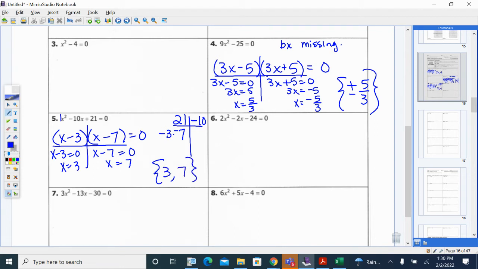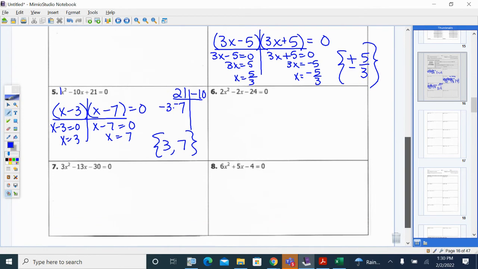I want to jump down to number 7. On number 7, you again have a 0 on one side, so we can just go ahead and factor the left. Now we've got a 3x squared minus 13x minus 30. There is no greatest common factor here. But there is a leading coefficient. So what we need to do is find our product sum. Two numbers that multiply to give me negative 90, that add to give me negative 13.